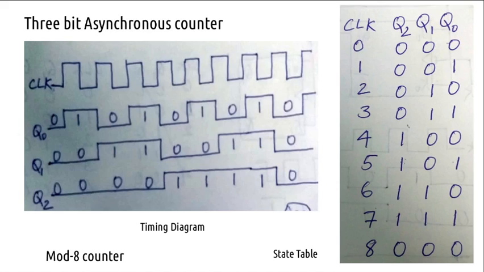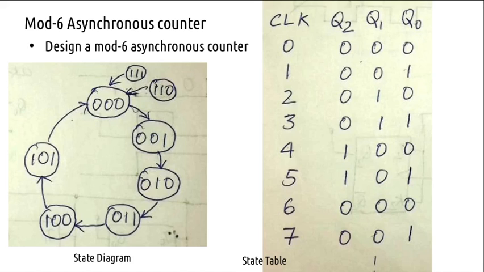So this is called a mod 8 counter because it has 8 states, 0 to 7. Now you will design a mod 6 counter. I told you we can have fewer states. A mod 6 counter means you will have states from 0 to 5. This is a mod 6 counter, 6 states: 0, 1, 2, 3, 4 and 5.